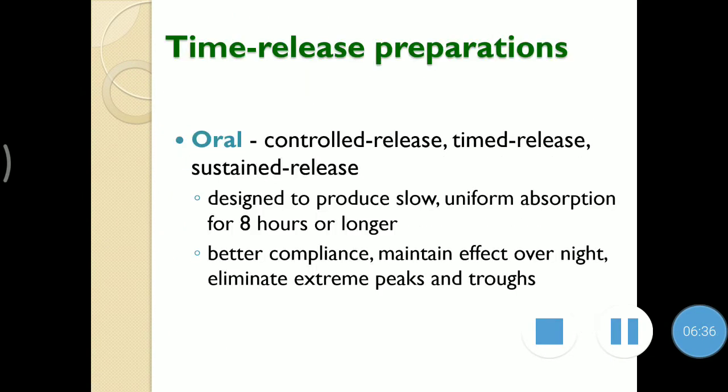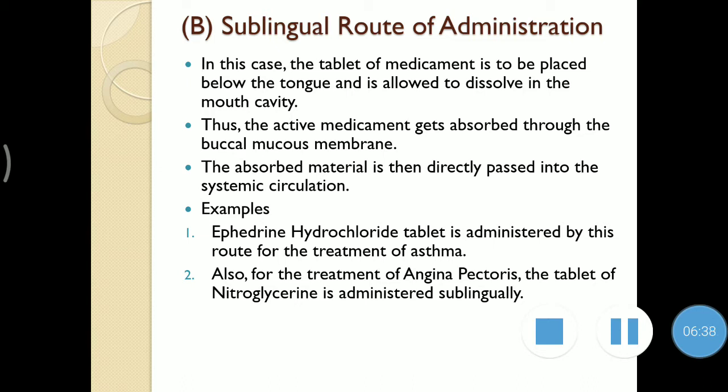Next, the sublingual route of administration. In this, the medicament, tablet, or capsule is placed below the tongue and allowed to dissolve in the mouth cavity and get absorbed into the blood circulation from the oral mucous membrane. When they get absorbed, they go directly into the systemic circulation and show their effect. Examples of medicaments given by this route are ephedrine hydrochloride in the treatment of asthma, and nitroglycerin in the treatment of heart attack or angina pectoris.